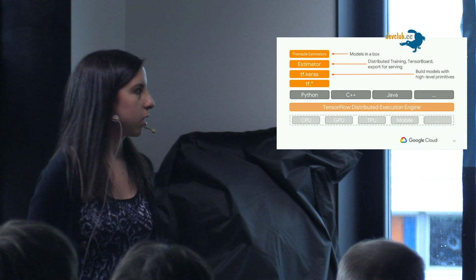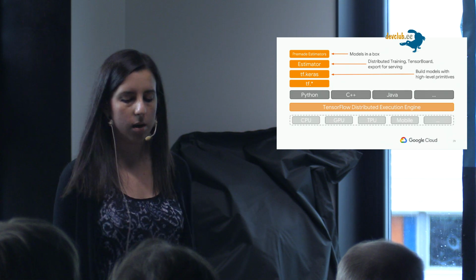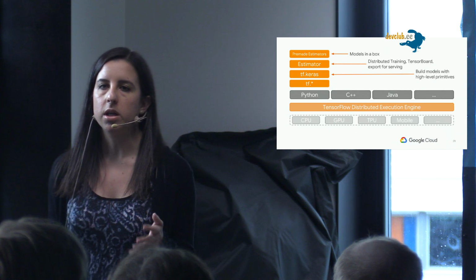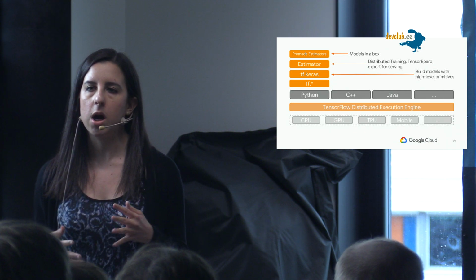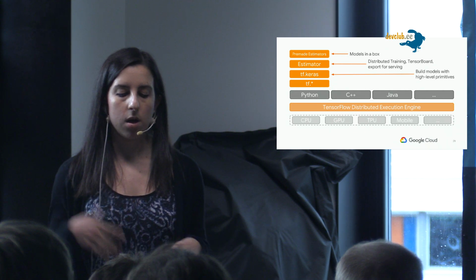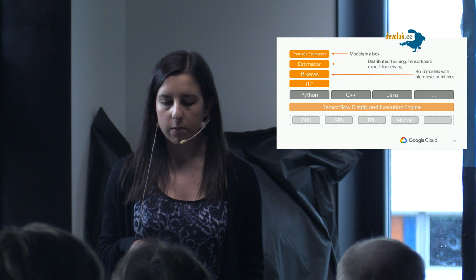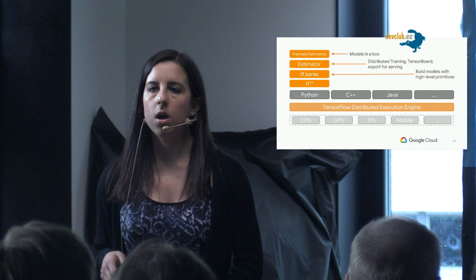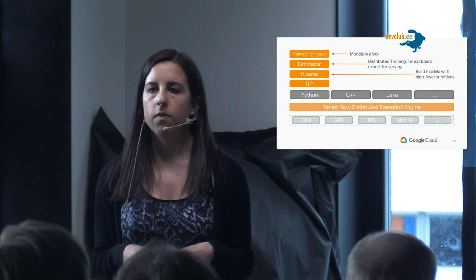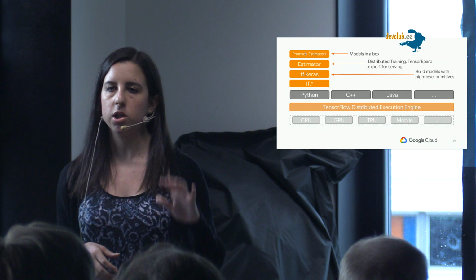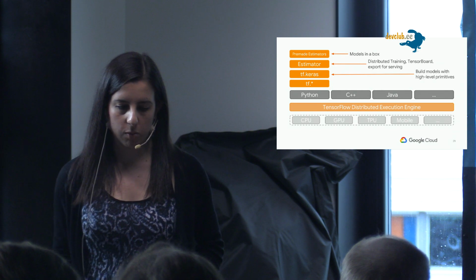And then finally, we have what are called pre-made estimators. These are models in a box. So basically, you just instantiate one and you're ready to go. You need to choose what type of model you want to use, whether you're solving a classification problem or a regression problem. You instantiate that type of model. You're ready to go. All you need to do is format your data, get it into a format that TensorFlow can read, feed that into your model, and then handle generating predictions.